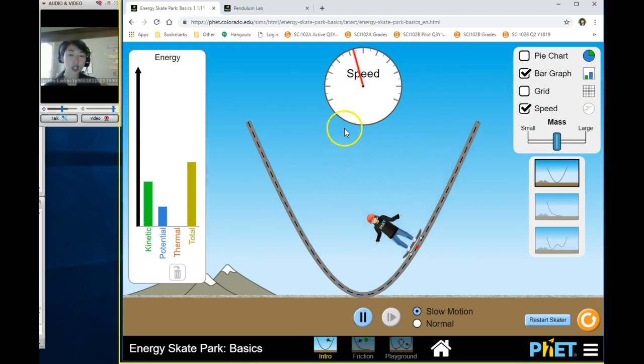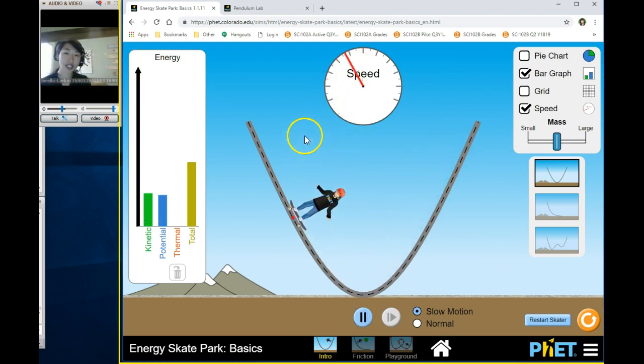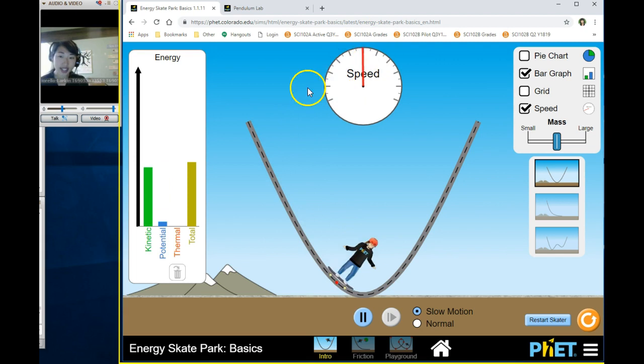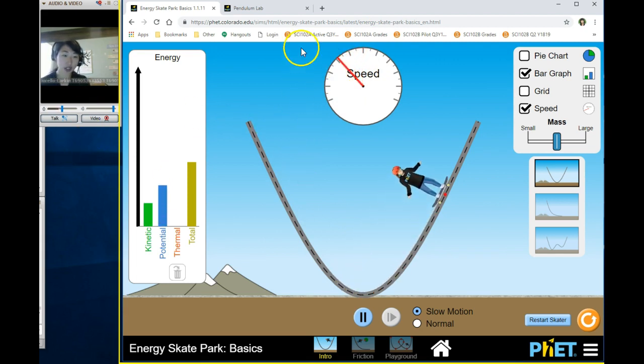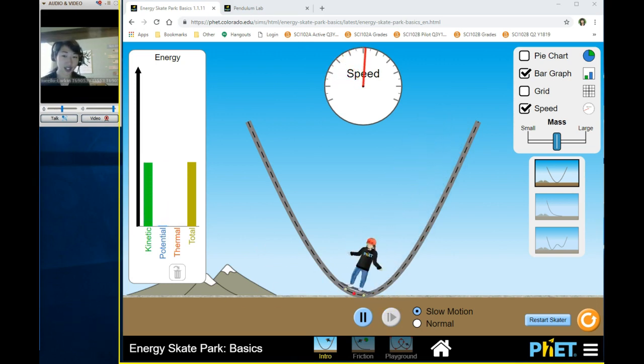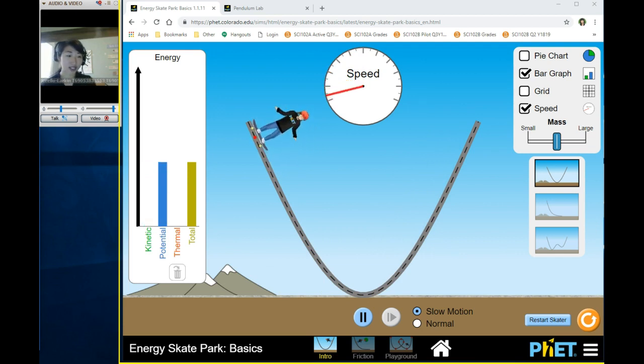And what I want you to notice is I want you to figure out, where does he have the max amount of speed? So take a look at our speedometer up here and tell me, where is his max speed? Take a look at the speed going up and down and tell me in the chat box, at what point is he going the absolute fastest? Again, our speedometer's up here.